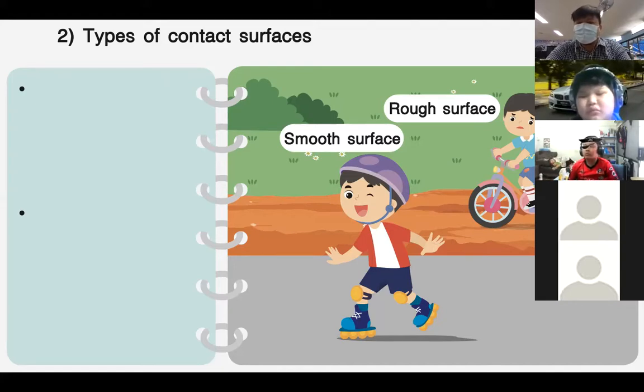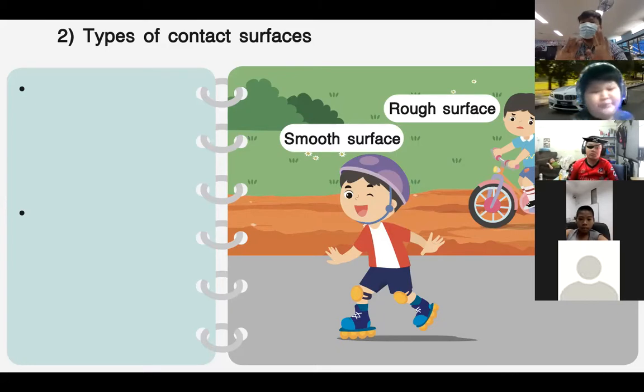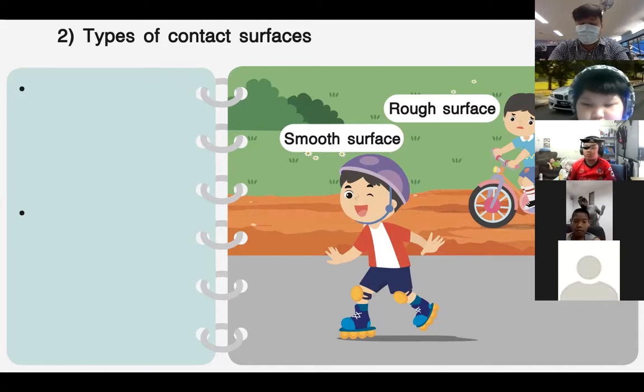Okay, so it also depends on the surface in doing the object, like moving. When you push the box in the rough surface, it moves very slow because it is rough. Also, when you push the box in the smooth surface, it goes smoothly. Okay, so you know the difference between rough and smooth surface.